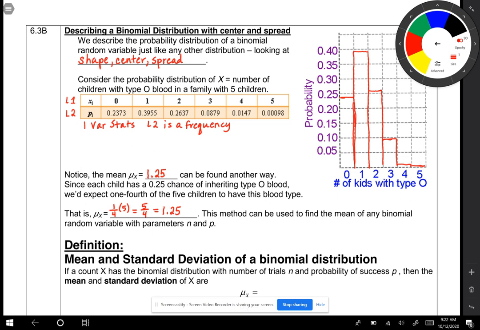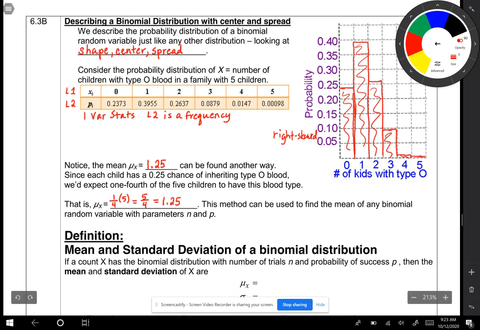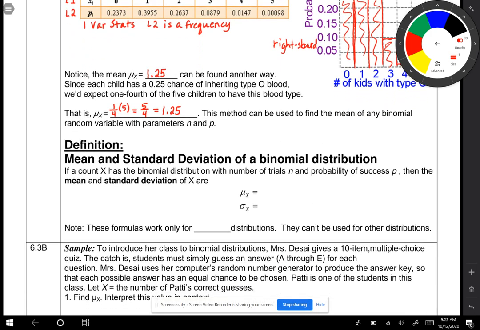So it's right skewed. Makes sense that the mean is somewhere right here. The first one, I'm just shading this in. And that's pretty much all that we can talk about other than those main things. I just wanted to show you what it looks like, that it looks like any other distribution.